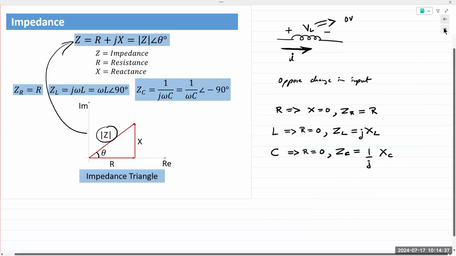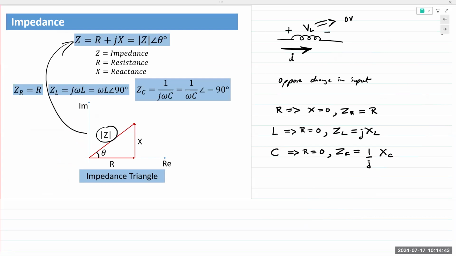So before we get into the example problem, again, I want to point out the rectangular and polar coordinate conversion. Because there are complex quantities, we represent phasors and impedances using a vector. A vector needs two things to describe it: magnitude and direction. Magnitude is given by the length of the vector, and the direction is the angle that it makes with the real axis.